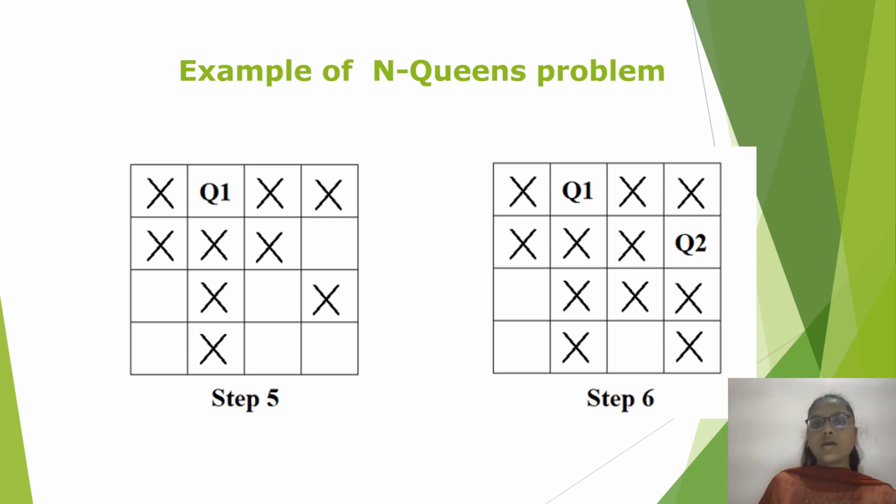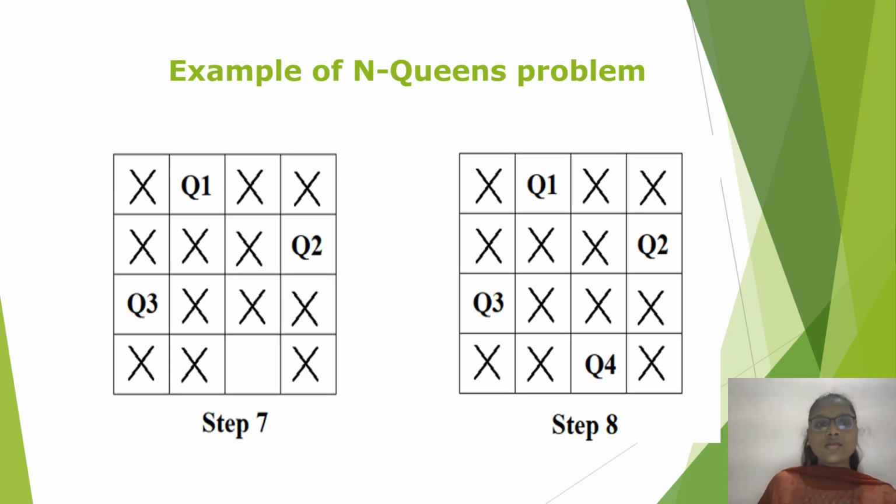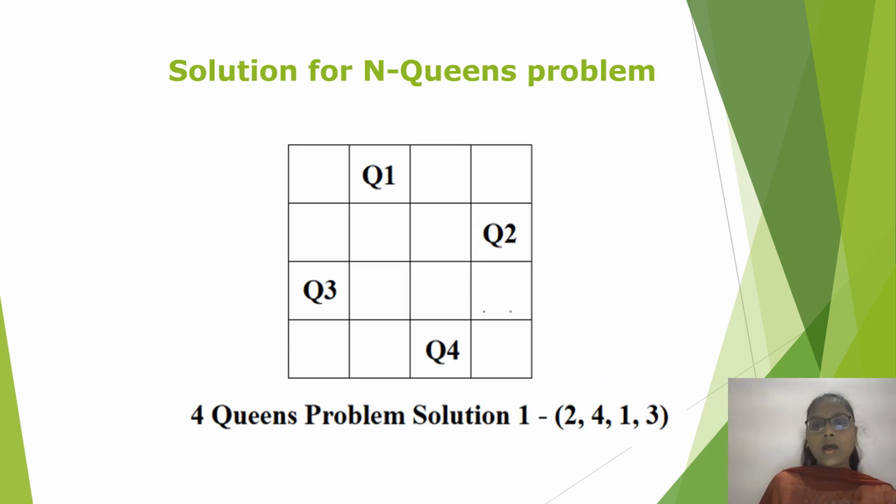The row constraint is applied, so that's why we keep queen 1 in the first row, second column, and then queen 2 is kept in the fourth row, second column, and then queen 3 is kept in the first row, third column, and queen 4 is kept in the third row, fourth column. And then the final solution for the n-queens problem for n equal to 4 is 2413.